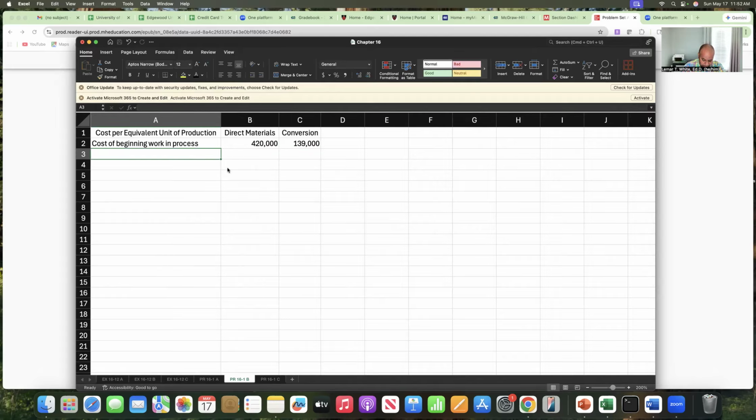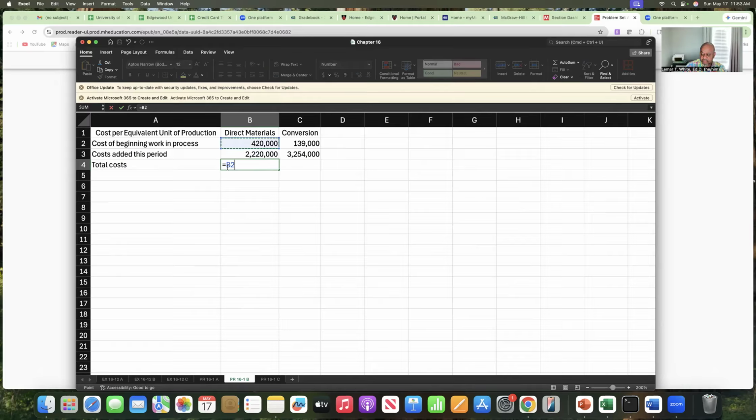Then I'm going to have my costs added this period. For direct materials, it tells me it's 2,220,000. And for conversion, it tells me it's 3,254,000. Right? So this gives me my total cost. I'm going to add these, this, and this. Then I'm going to add these, this, plus this. Right? Now I'm going to divide this by my equivalent units of production.